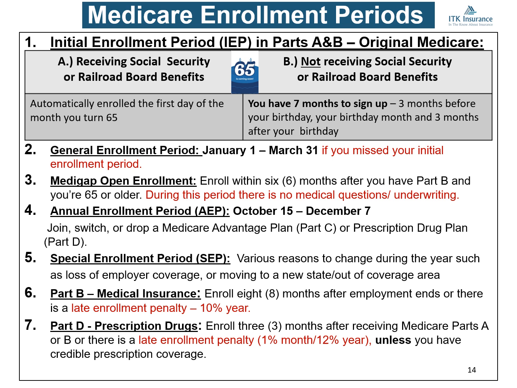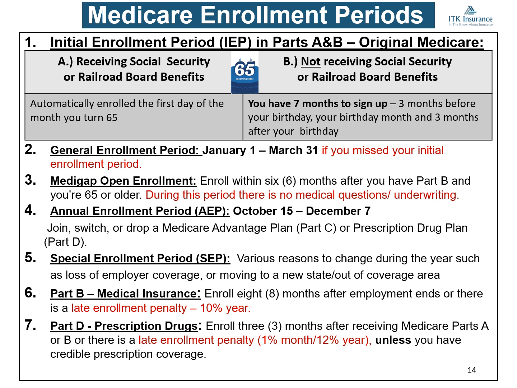Let's say you missed that for whatever reason. Then you have to wait for the general enrollment period, which is January 1st to March 31st. So remember, you missed your initial enrollment period. There may be a penalty here, right? Because you've missed it.